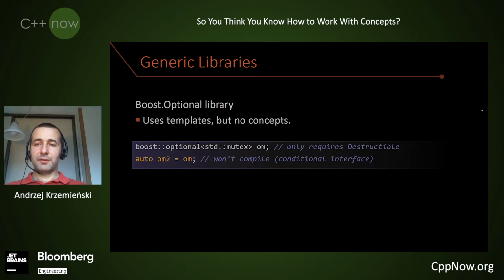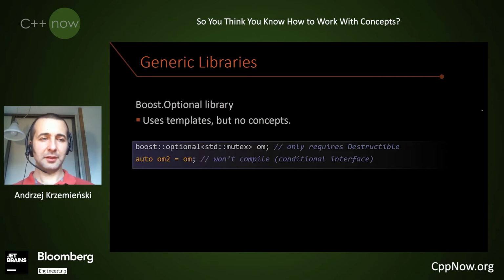But it will not work if you try to do complicated operations. If you want to copy optional T, your T has to be copyable. If you want to compare two optional Ts for equality, your T has to be comparable as well. So whatever you give me, I give it back. And this is why it is not a generic library. There is no requirement that I put on you. You just get whatever you give me.